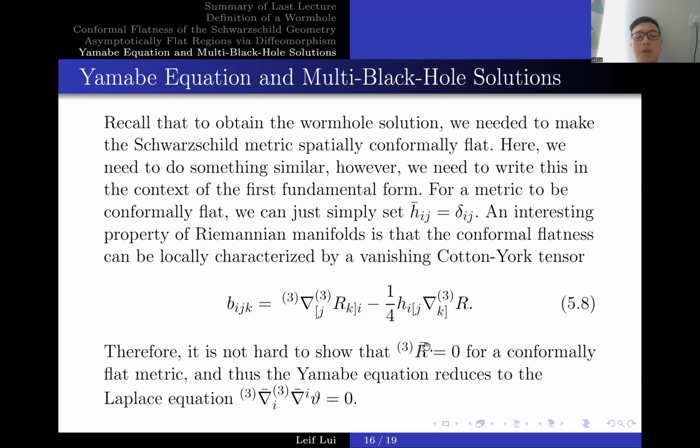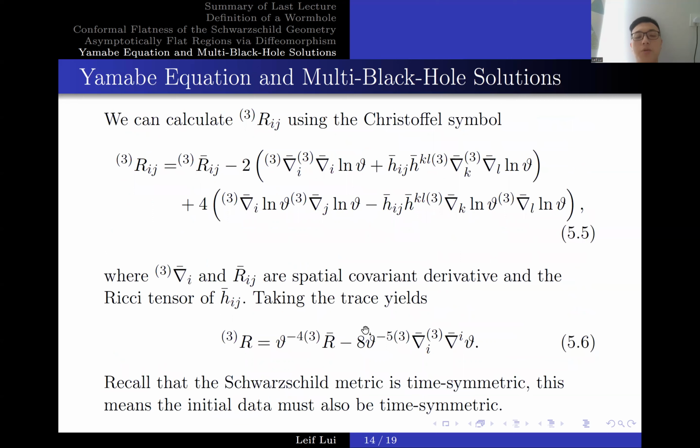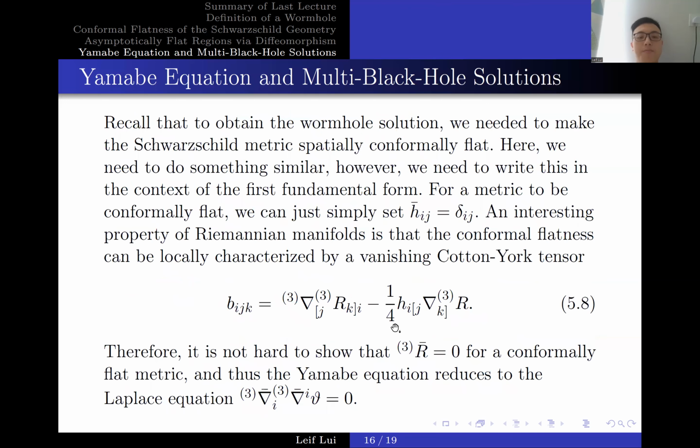Therefore, it is not hard to show that R bar is also 0 for a conformally flat metric. And thus, the Yamabe equation reduces to the Laplace equation, which is very nice because the original equations here are highly nonlinear, since they have nonlinear terms. Even the Yamabe equation is nonlinear because R bar contains a lot of nonlinear terms in theta. But now, by making the metric spatially conformally flat, we get a linear equation.